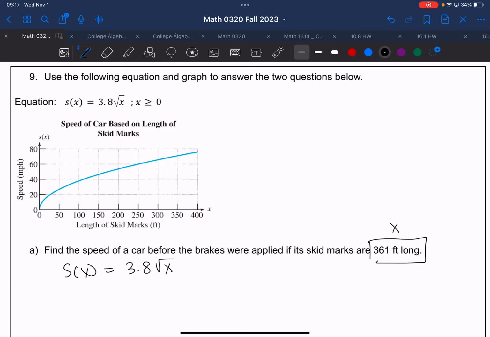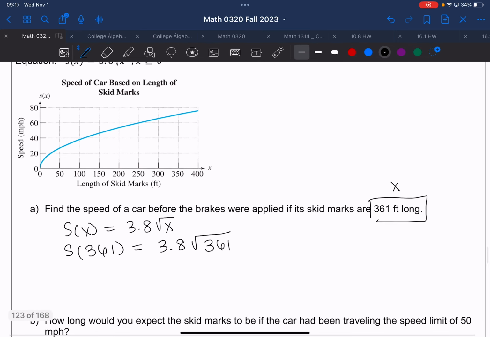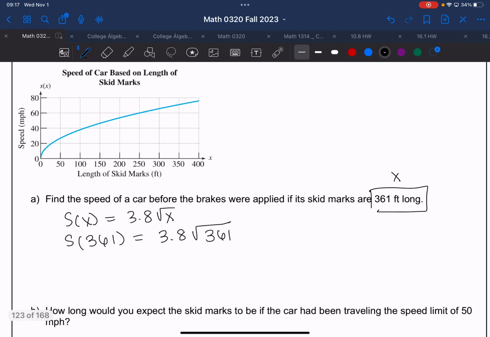Plug it into the equation. Good, we just plug it in. So s of 361 is equal to 3.8 times the square root of 361. Typing that into your calculator, we see that the square root of 361 is 19. So we get the answer of 72.2 miles per hour. It's miles per hour because the y value, that y-axis, is speed.